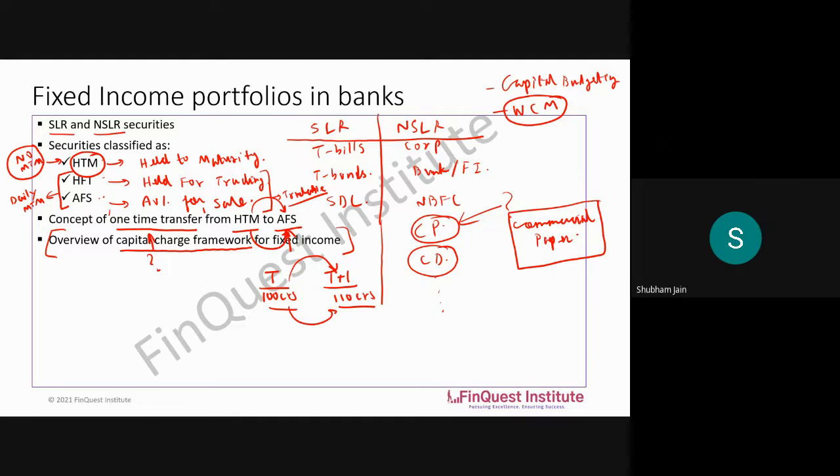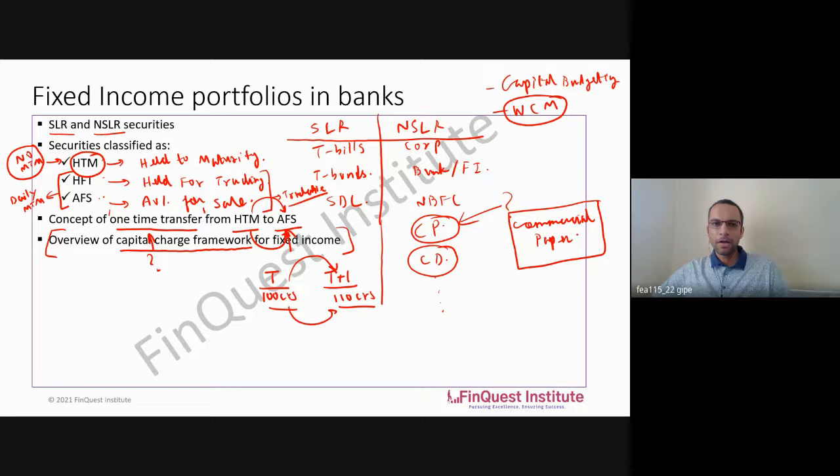Sir, my question is, does RBI allow transfer from AFS to HTM as well? Yes, so there is a guideline on this as well. A certain portion can be moved from AFS to HTM also. Yes. But if you see proportion-wise, the movement from HTM to AFS is always bigger as compared to the other way around. Okay, sir.